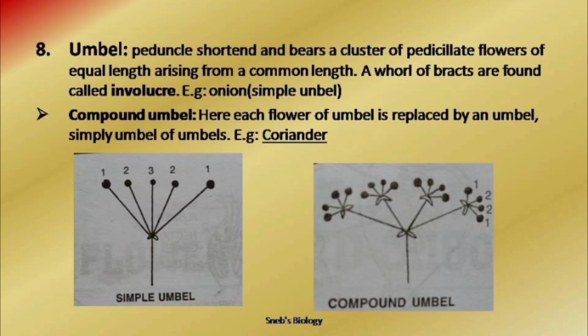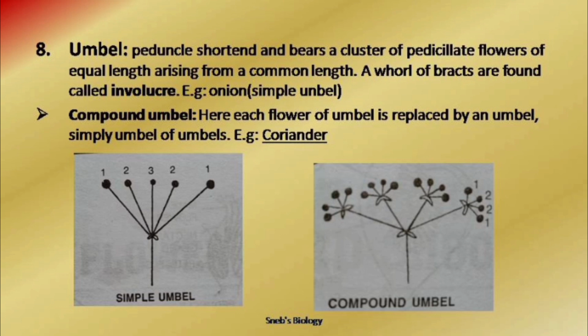A very similar type is the next one, which is called the umbel. In umbel also the main axis is short, much shorter as compared to corymb, and also the flowers arise from the same point. So if it is very short, then the nodes are present very close to each other, and all the flowers arise from the same point. So here all the flowers have the same length of pedicel, because of which they are on the same plane.